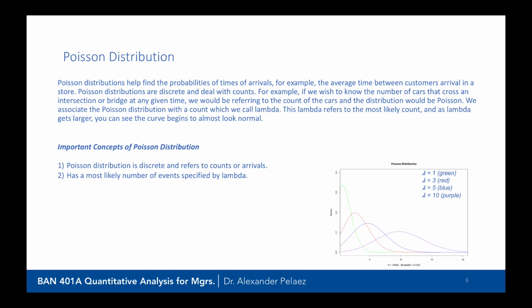So the important concepts here are that the Poisson distribution is discrete and refers to the counts or arrivals, and has a most likely number of events specified by lambda.